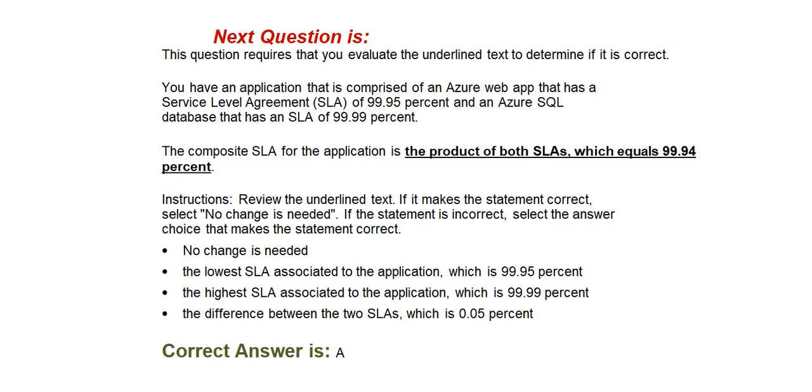Instructions: review the underlined text. If it makes the statement correct, select no change is required. Otherwise, select other options. Option A, no change is needed. Option B, the lowest SLA associated to the application, which is 99.95%. Option C, the highest SLA associated to the application, which is 99.99%. Option D, the difference between the two SLAs, which is 0.05%. Correct answer is option A, no change is needed.